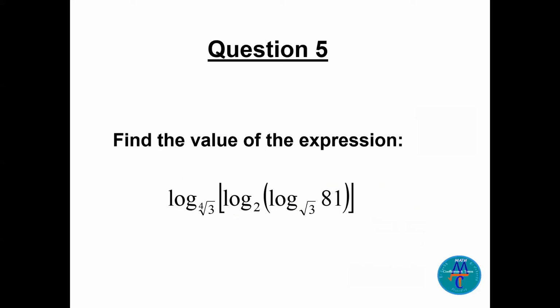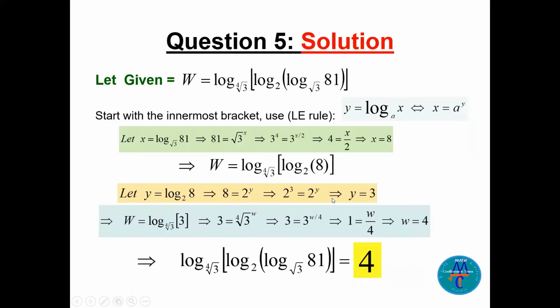Question number 5, find the value of the expression: log base fourth root of 3 of this quantity, log base 2 of this quantity, log base square root of 3 of 81. So what do we do? We start with the inside. Log base square root of 3 of 81, that's a simple number. And the whole idea here, we use the rule: y equals log base a of x if and only if x equals a to the power y. So I can take the inside of the bracket here, log base square root of 3 of 81, as x. Now 81 will be square root of 3 to the power x. 81 will be 3 to the power 4, and square root of 3 will be 3 to the power half. The power half times the x will be x over 2. Now the same base, so we have 4 equals x over 2. x will be 8. Now I have 8 here.